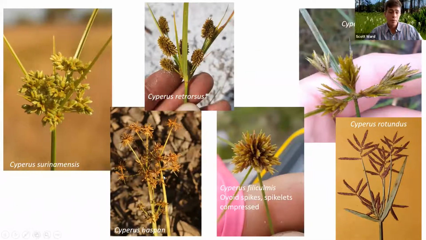Some characters, like in Cyperus haspan, are really important, like if the stem is really strong or if it's spongy, in the case of haspan. So there's lots of other characters, but it often comes down to these spike clusters and then breaking down the spikelets.